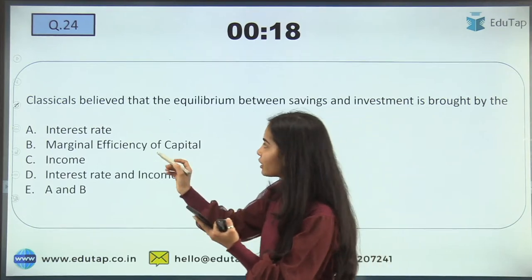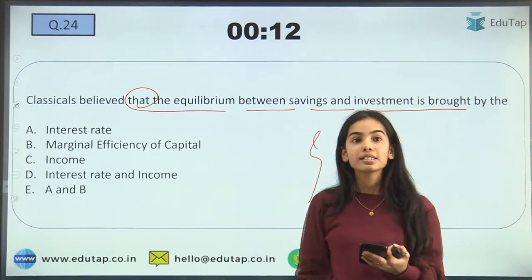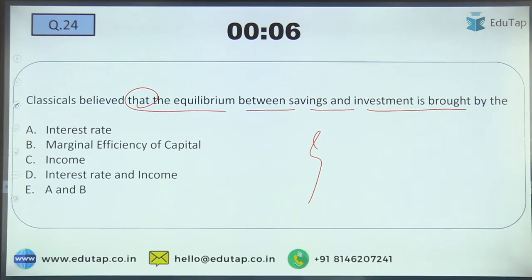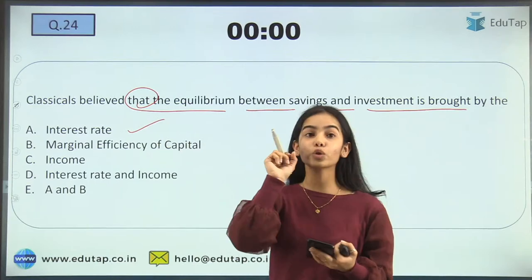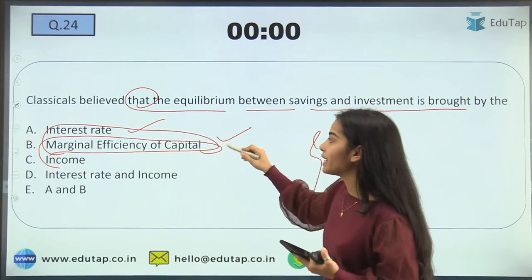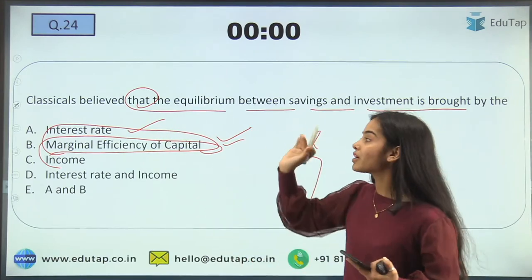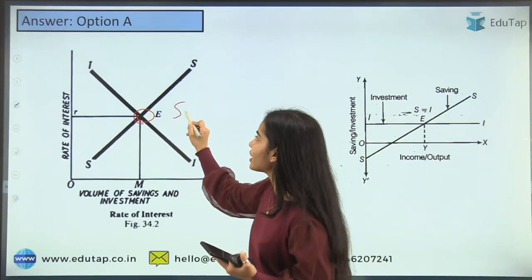Next question is, classicals believed that the equilibrium between savings and investment is brought by which? So according to classicals, the saving and investment are equal where? I started getting the right answer and that is the right answer. According to Keynes, marginal efficiency of capital and interest rate were the ones due to which the investment was changing. The investment depends on both of these. But we are asking about classicals. So classicals only believed in interest rate, that the interest rate brings the equilibrium between saving and investment.